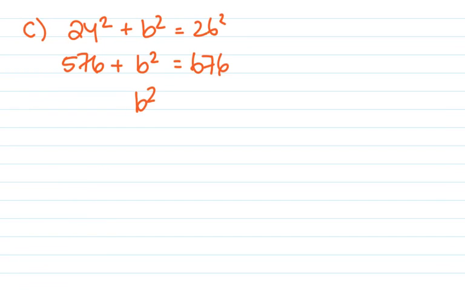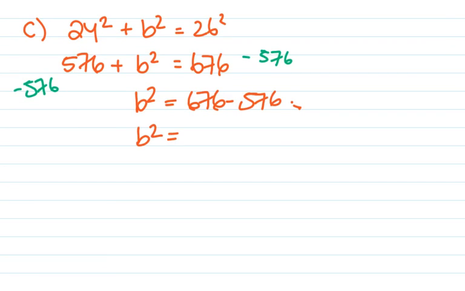So in order to get B squared by itself, I will take away 576 from both sides. B squared equals 676 minus 576. B squared equals 100. Take the square root of both sides. B equals 10.